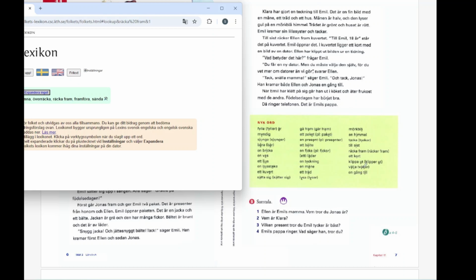Excuse me. Ett kort is a card. Klippa ut, cut. Klipper ut, cutting out. Välja means choose. Väljer means choosing. It's a continuous form, present form. En gång till means again, once again. En gång till, once again.